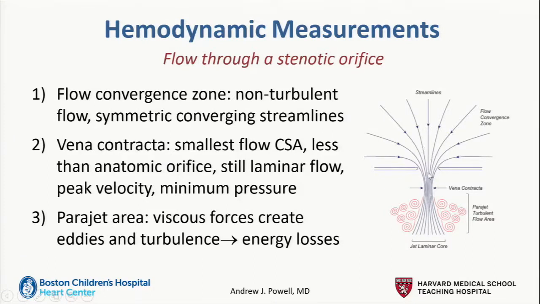We still have laminar flow here, but it's at this location that you have the peak velocity and also the minimum pressure. And remember, we're talking about conservation of energy here, so you're trading in some of that pressure energy for velocity energy. As the velocity goes up, the pressure is going to go down. So minimum pressure here. And then the third zone here is what's called the parajet area. Here we have viscous forces, and they create these eddies and turbulences, and you get energy loss, typically in the form of heat.